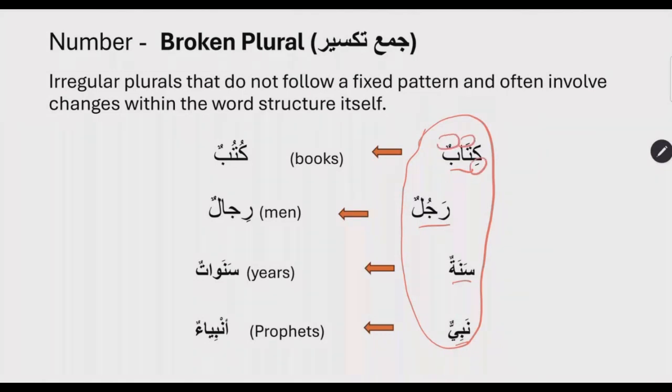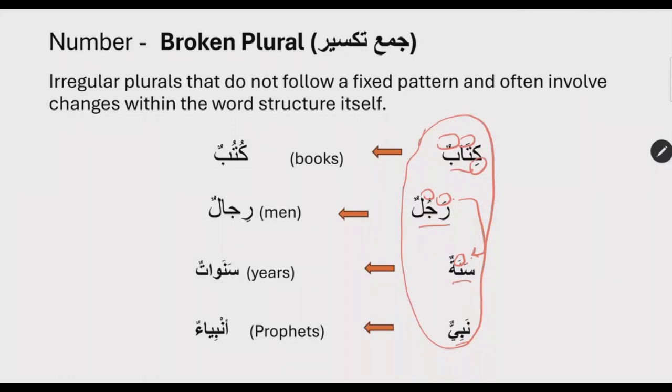Like you have this formation like kitabun. Here you have rajulun. Here you have sanatun. So this and this is almost the same in terms of the voweling signs. Can you see? No, here it's rajulun. Here it's sanatun, right? So that's also a change there. And this one is also nabiyun, which is different. So you can see the use of fatha, kasra, dhamma on the first 2 letters differs from word to word.